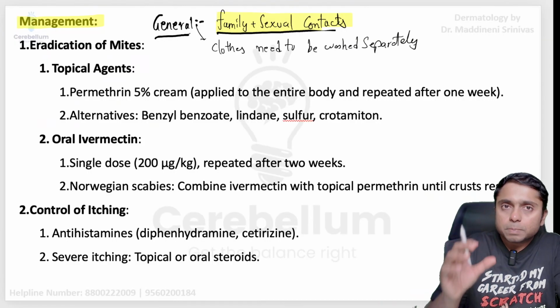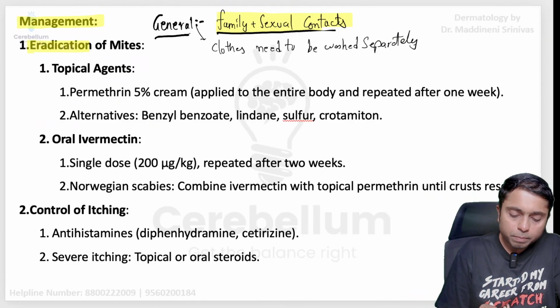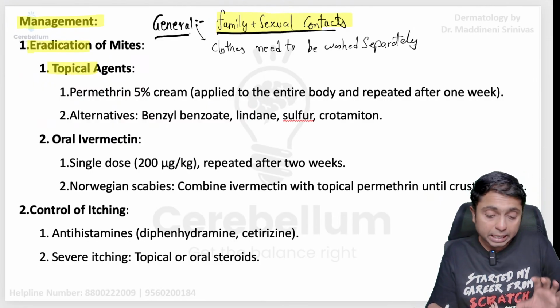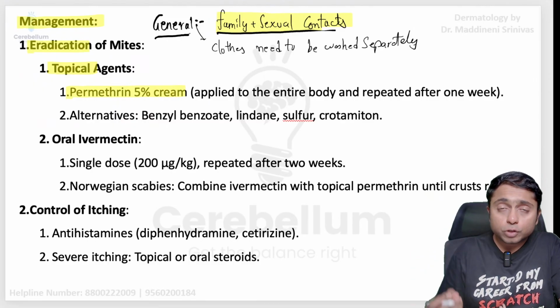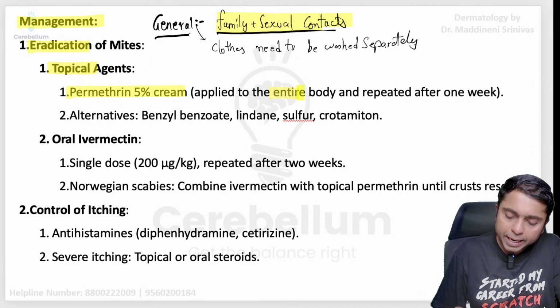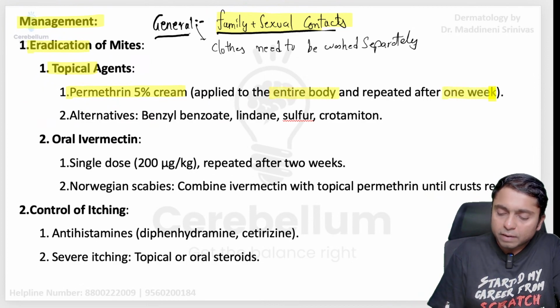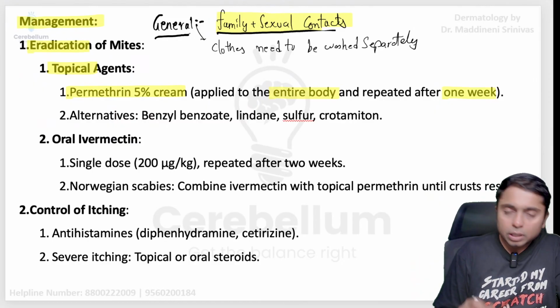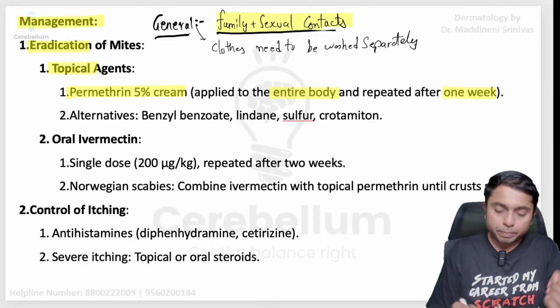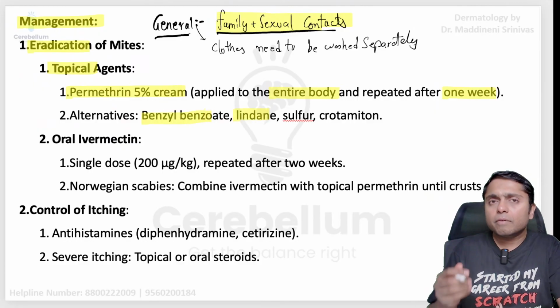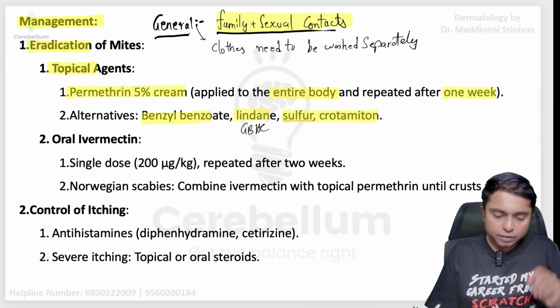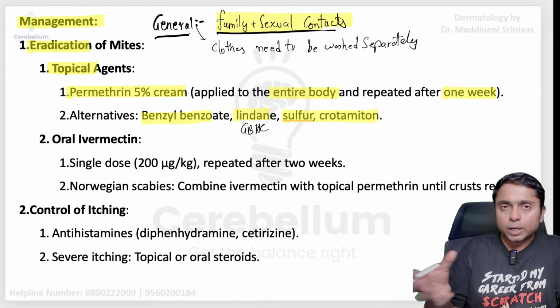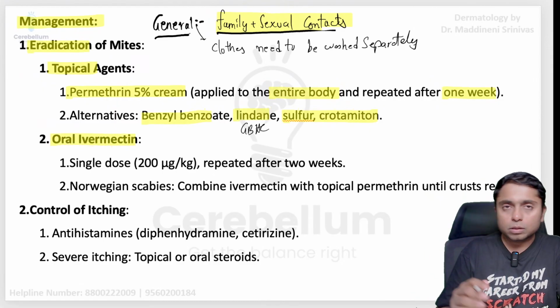Coming to the specific treatment modalities, eradication of the mites, topical agents. Remember there are so many topical agents. Permethrin 5% cream is the drug of choice in the case of scabies. It should be applied over the entire body and repeated after 1 week. What are the alternatives? There are so many other topical preparations: benzyl benzoate, lindane, which is also called gamma benzene hexachloride, and apart from that, sulfur and crotamiton. These are all the topical agents which are available. I will show you how they look, the brands and all, in the next slide.